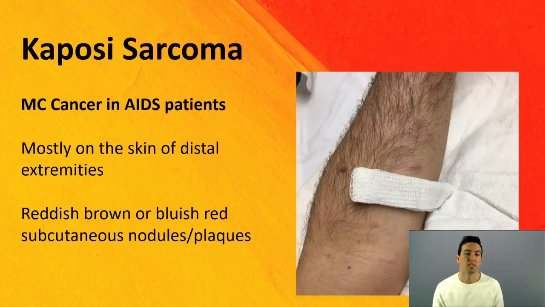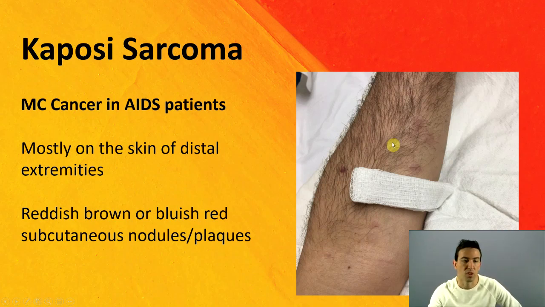Next one going down the list is Kaposi sarcoma. This is the most common cancer in AIDS patients. It's mostly on the skin of the distal extremities. So you get these reddish, brown, bluish colored subcutaneous nodules, papules. Most commonly you'll see them on the face, the oral cavity, genitalia, feet. They're painless or non-pruritic lesions. Kind of a spongy texture might be one of the descriptors in the question stem, but most frequently seen on the distal extremities.